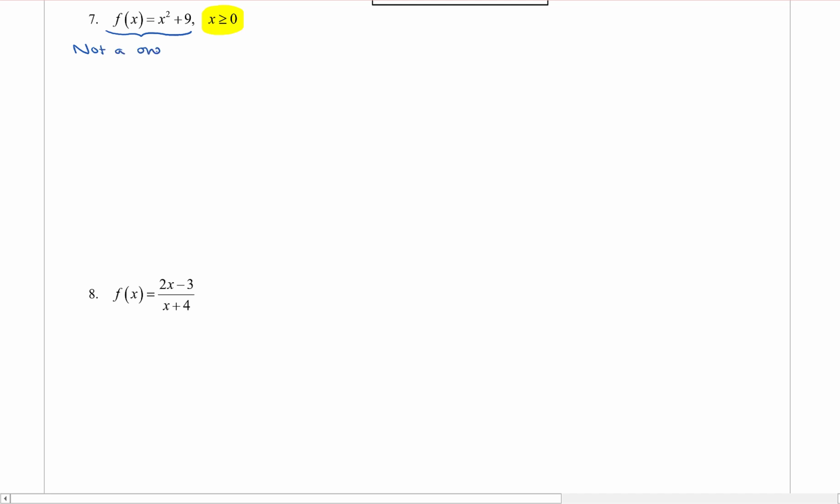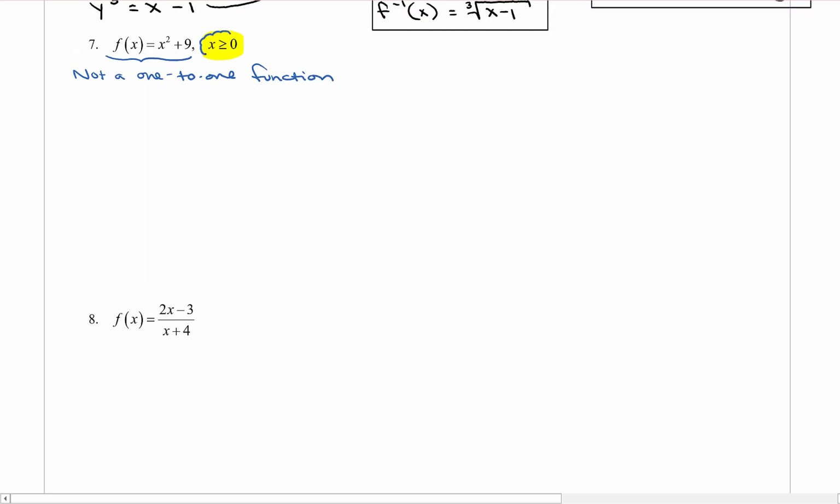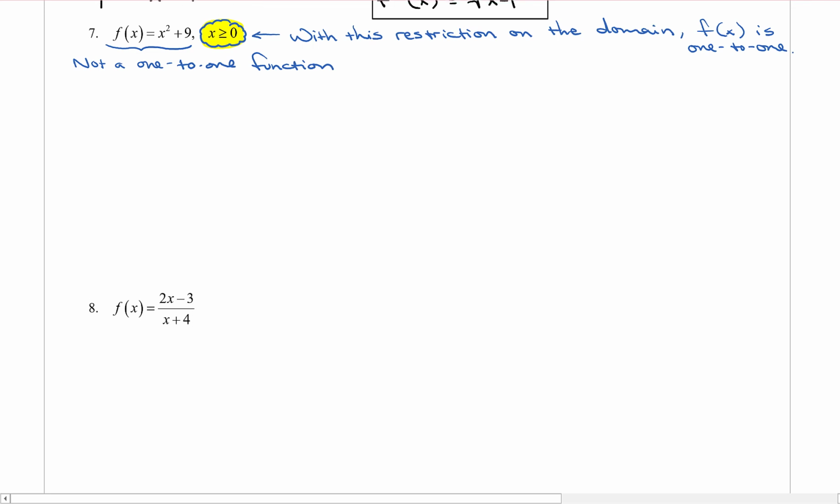This function is not a one-to-one function. If you can tell by looking at this, x squared is a quadratic. It's a parabola that opens up. Because it's not one-to-one, you're not allowed to find the inverse. But if we were to restrict the domain, then that's a different story. With this restriction on the domain, that would make this a one-to-one function, and therefore that would allow us to be able to find its inverse function.